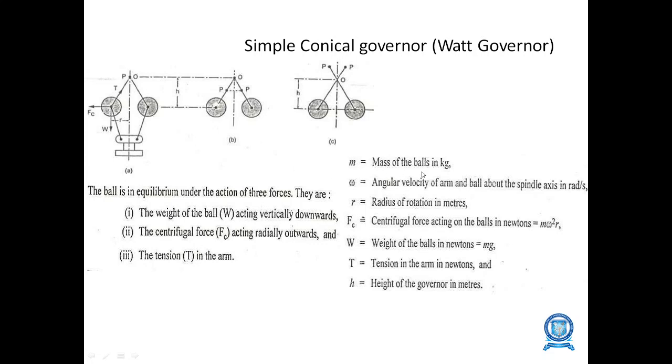Here m is the mass of the ball given in kg, omega is the angular velocity of the arm and ball above the spindle axis in radian per second, small r is the radius of rotation in meters, Fc is the centrifugal force acting on the balls in newtons. The formula to find centrifugal force is m omega square r. M is the mass, omega angular velocity, r is the radius. Weight of the ball is m into g, mass into gravity. Tension in the arm is in Newton, and h is the height of the governor.